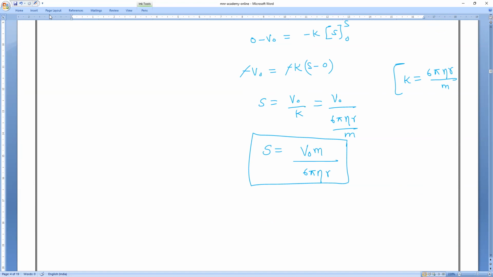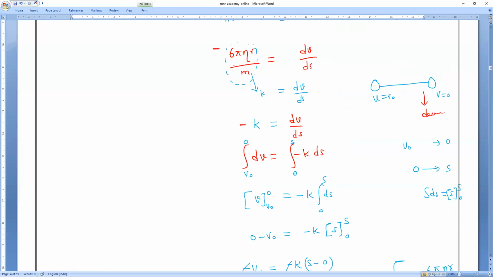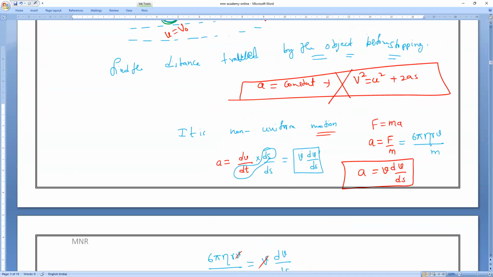It is not a uniform motion. If it is a uniform motion, we can apply the equations of motion for calculating the distance or acceleration or direction. But actually this is non-uniform motion. So what will happen, everybody? Acceleration is equal to, we have two formulas. One is dv by dt. Another one is v dv by ds.